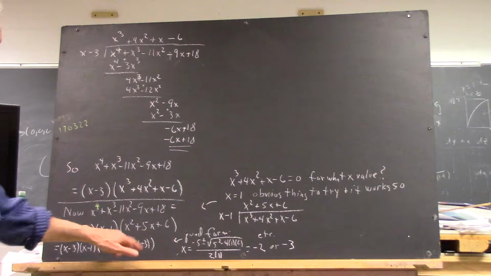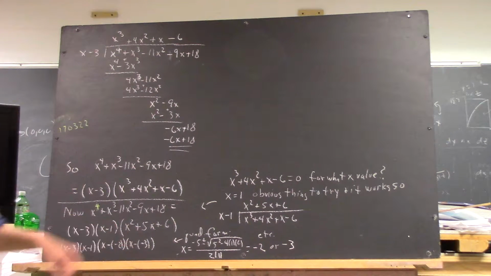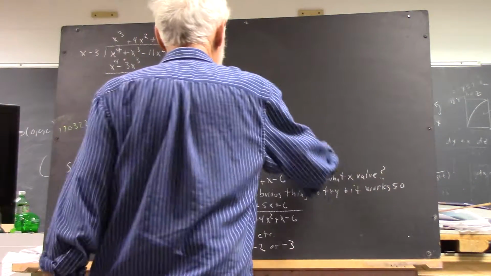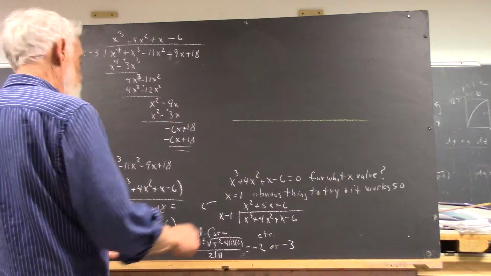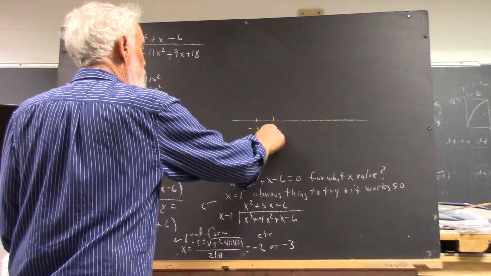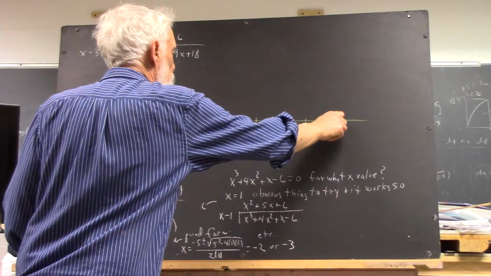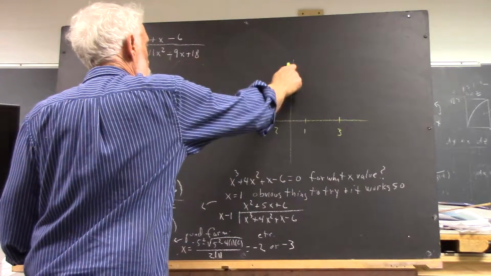I didn't write it as x plus 2 times x plus 3, because if we follow the procedure we're using here, that's the way it's probably going to appear. But that is x plus 2 and x plus 3. So now the thing is factored, and we can sketch an x-axis with zeros at what? -3, -2, 1, and 3. Of course, the y-axis would be like right here.